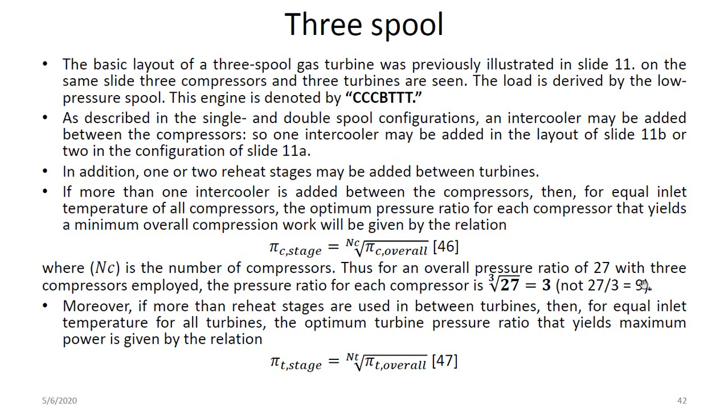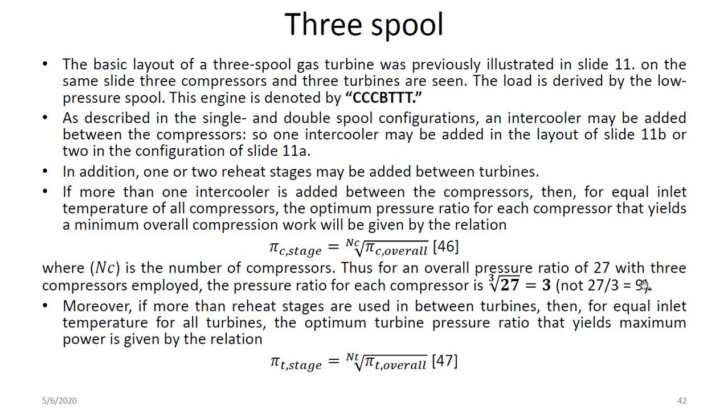Hence, if more than one intercooler is added between the compressors, then for equal inlet temperature of all compressors, the optimum pressure ratio for each compressor that yields a minimum overall compression work is given by this relation 46, which is the compressor pressure ratio per stage will be equal to the square root of the overall pressure ratio, then you take, I don't know if it's 4th root, whatever you call it in mathematics.